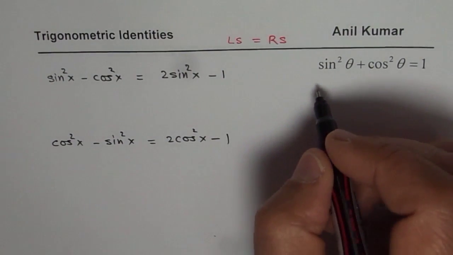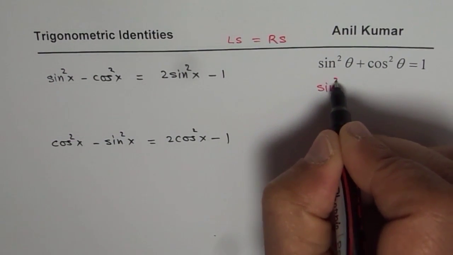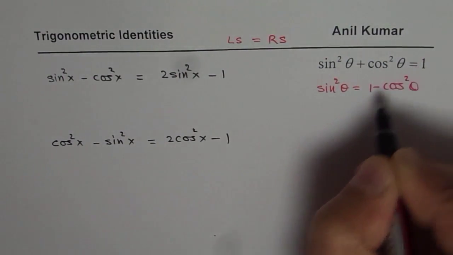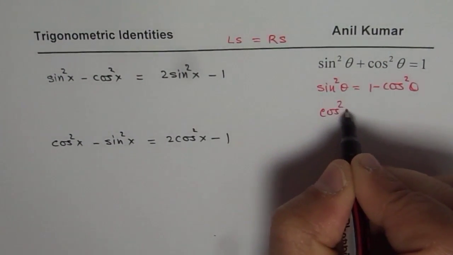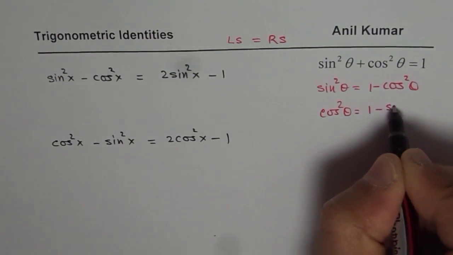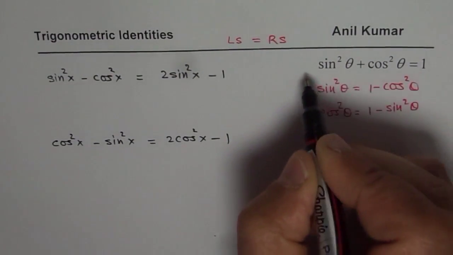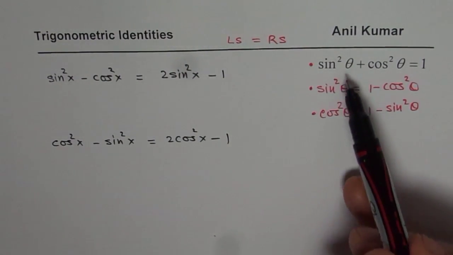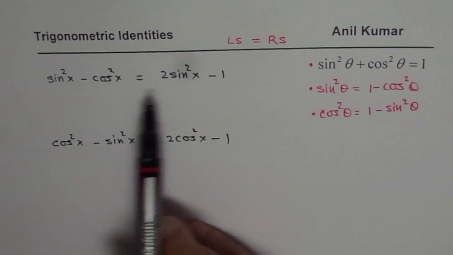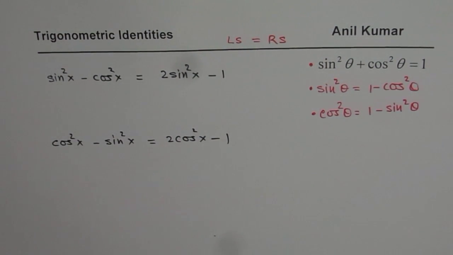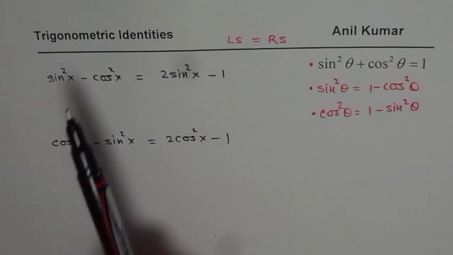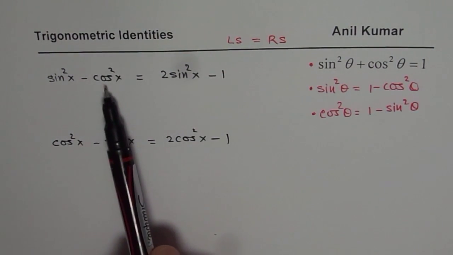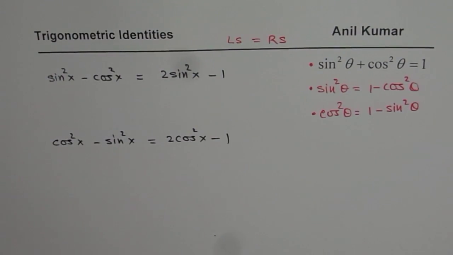So one, we could write what sin square theta is. Sin square theta is equals to 1 minus cos square theta. From here, we could write cos square theta is equals to 1 minus sin square theta. So this particular identity can be written in three different ways. So we can actually use any one of these to prove the given identities. You get the idea, right? So if in the first case I want only sine, then in that case I need to replace cos. So let us do that.